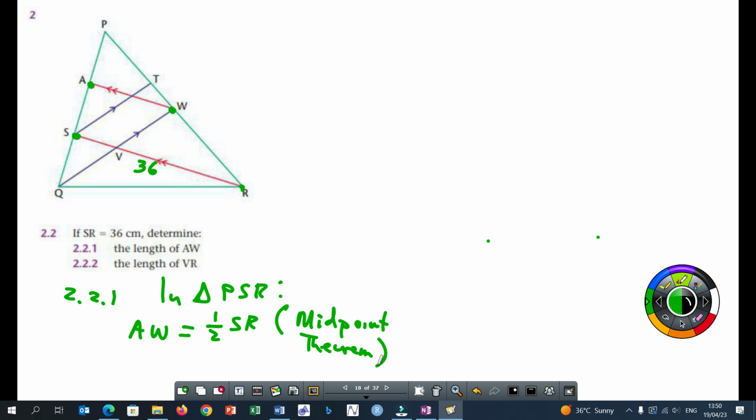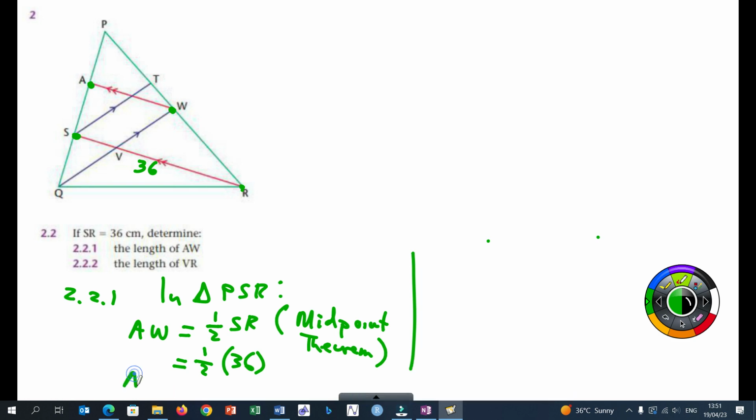Yesterday, we proved that PA is equal to AS. Yes, you can use the midpoint theorem as your reason, or the converse. Right? So this will be equal to half times 36. So, let me do it down here. AW is going to be equal to 18 centimeters. So this will be 18 centimeters.